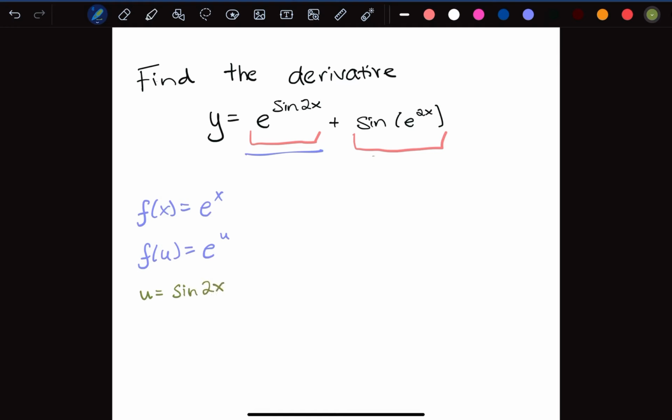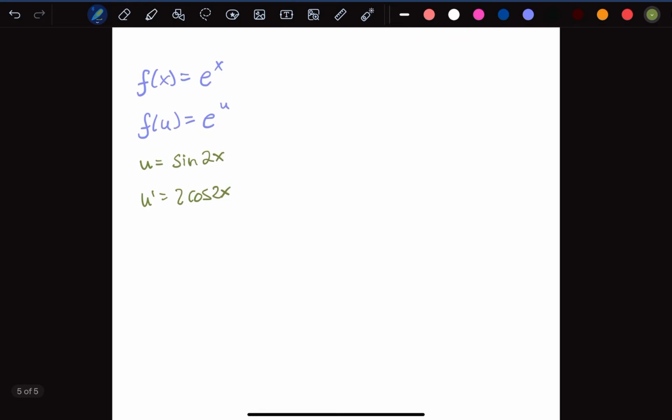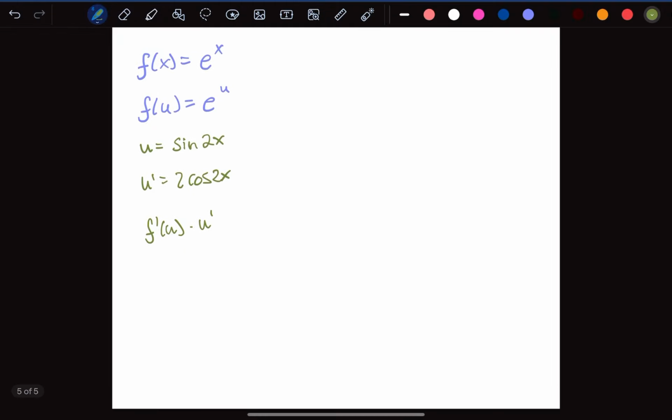And so now what we're going to do is take the derivative of our u, which would be 2 cosine 2x, and then the equation that we would have is the derivative of our f of u times the derivative of our u. And so now we're going to have e to our u times the derivative of our u, which is going to be equal to e to the sine of 2x times 2 cosine 2x.